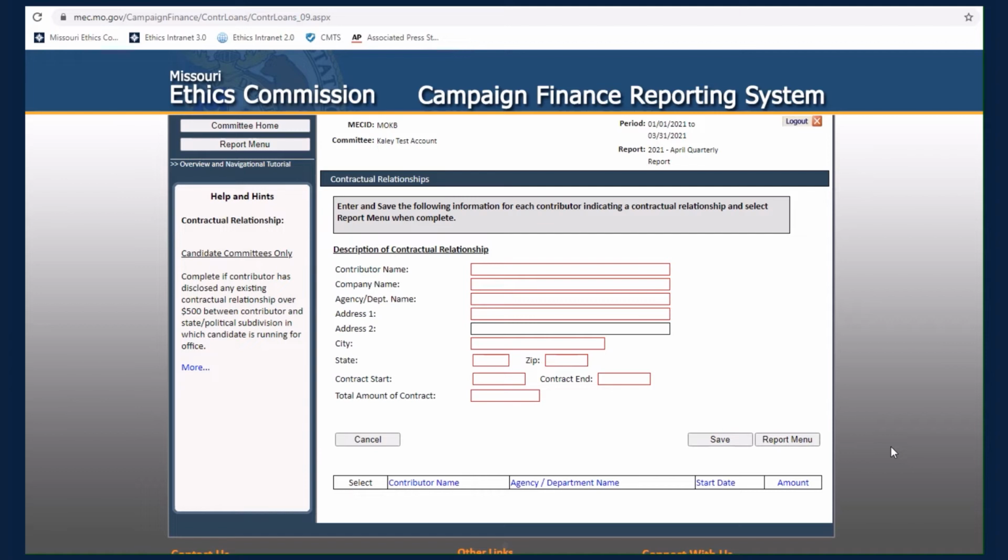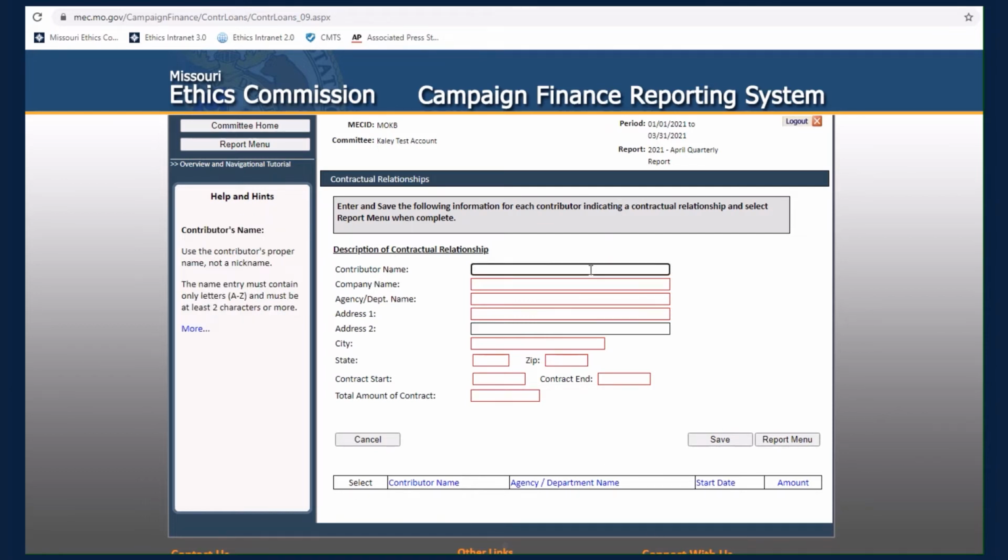If your committee did receive such a contribution, enter the name of the contributor, the name of the company with the contract, the name of the political subdivision in which the contract is held, the mailing address of the agency or department, the starting and ending dates of the contract, and the total value of the contract.